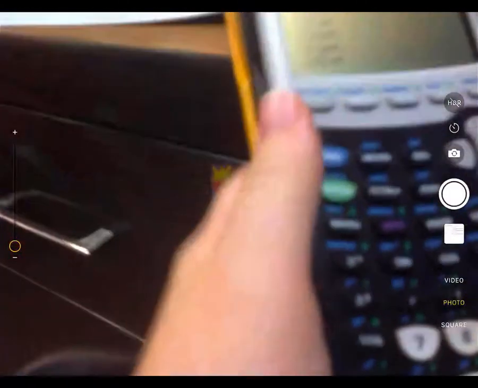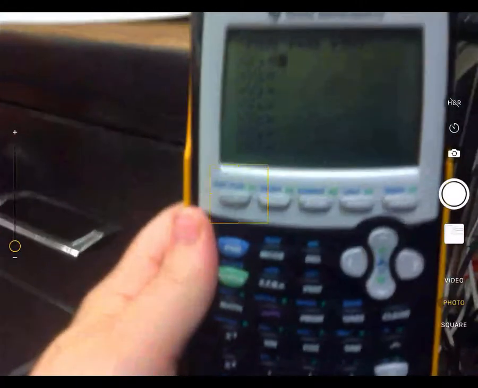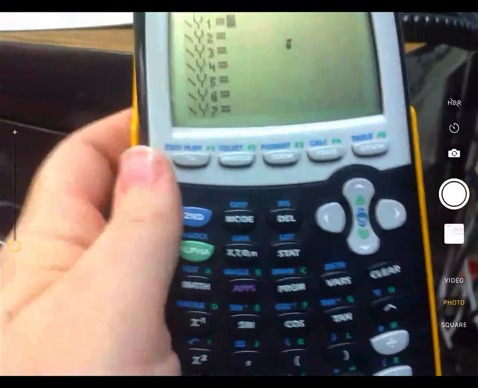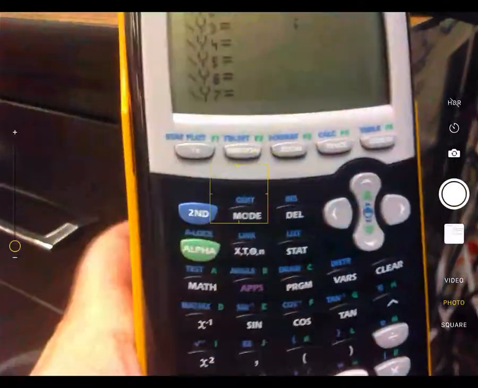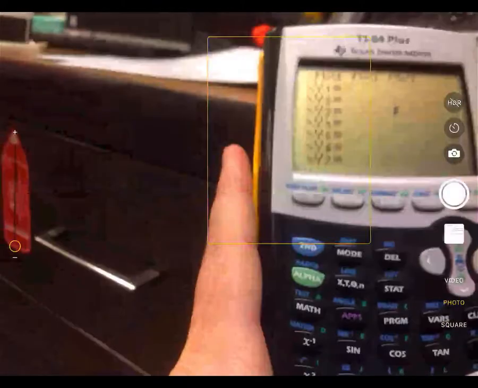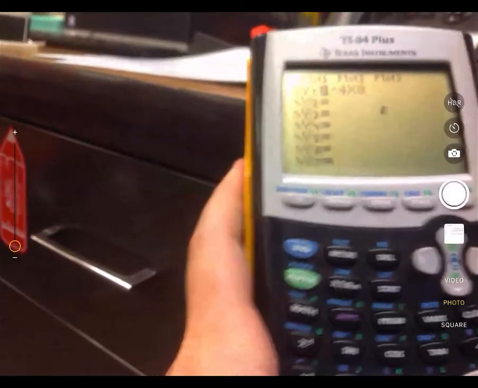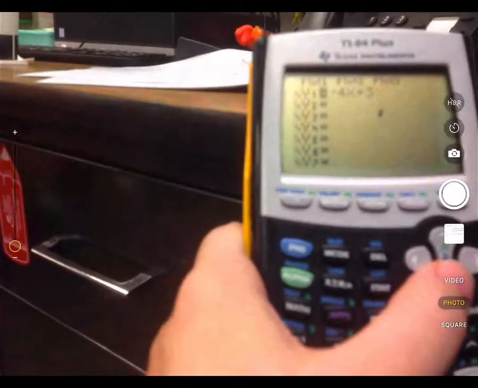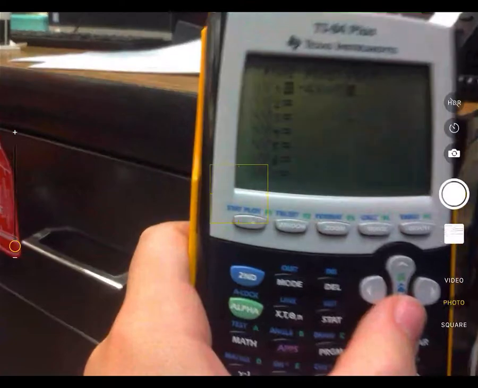So in my calculator, y equals is the top left button up here. In y1, I am typing negative 4x plus 3. I put the negative in front on the first one because it is in front.